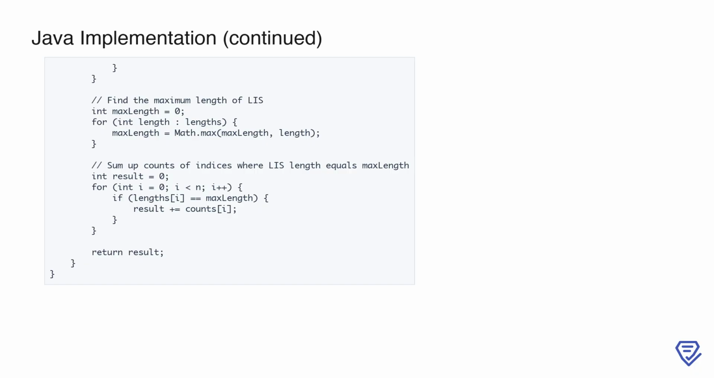Finally, we calculate the total number of such subsequences by iterating through the array again. For each index i where lengths[i] equals max length, we add counts[i] to a variable result. This ensures we sum up all the counts of subsequences that achieve the maximum length. At the end, we return result, which represents the total number of longest increasing subsequences in the input array.